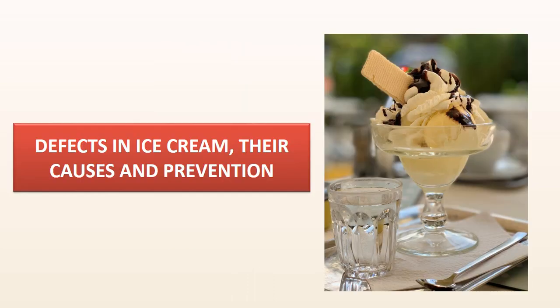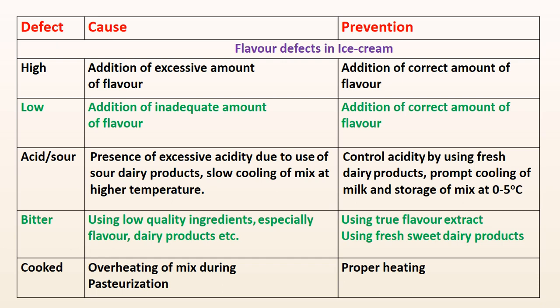Now we will discuss the common defects in ice cream, their causes and prevention. First we will discuss the flavor defects in ice cream. The first one is high flavor, due to addition of an excessive amount of flavor, and the prevention is by addition of the correct amount of flavor. The second is low flavor defect, that is due to addition of an inadequate amount of flavor and can be solved by addition of the correct amount of flavor.